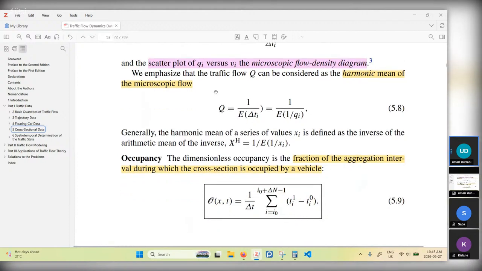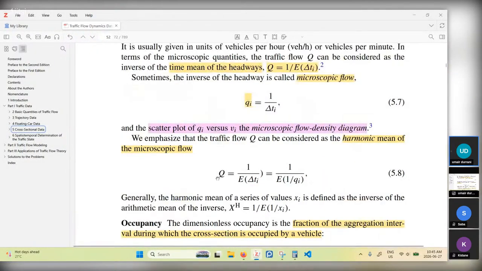We emphasize that the traffic flow Q can be considered as the harmonic mean of the microscopic flow. So here they also show in equation 5.8 the relationship between the traffic flow and the microscopic flow by simply reusing this equation and replacing delta Ti with 1 over Qi from equation 5.7. So that gives us the relationship between traffic flow and the microscopic flow.